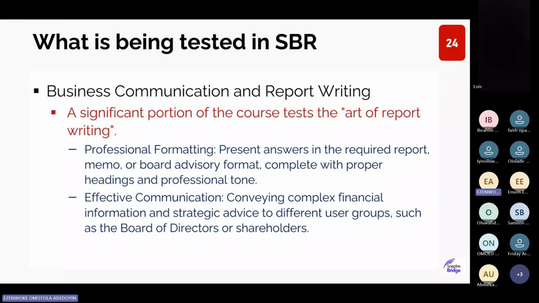Then we have business communication and reporting. Yes, your ability to write a report is still very important at your level, because writing reports is serious, because by now you're not a CFO, right?